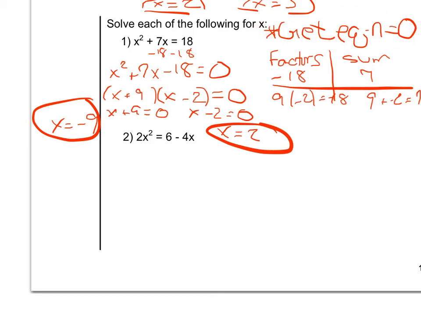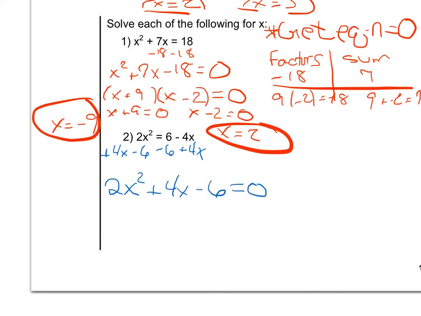I don't like working with a negative on my quadratic term. So I'm going to go ahead and subtract 6 and add 4x. Not a big deal. I could do it the other way, but I just don't like having a negative quadratic term. So I'll subtract 6. I'll add 4x to both sides. When I do, I'm going to remember it doesn't matter what order you add and subtract in, so I'm going to put it in standard form. So I'm going to add 4x on the left and then subtract 6, giving me 2x squared plus 4x minus 6 equals 0.